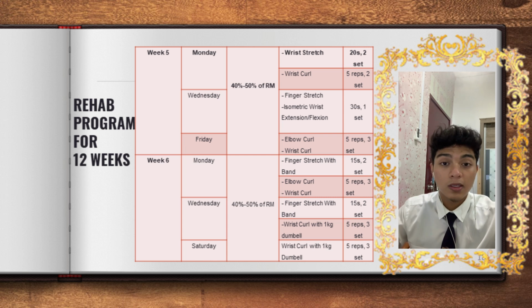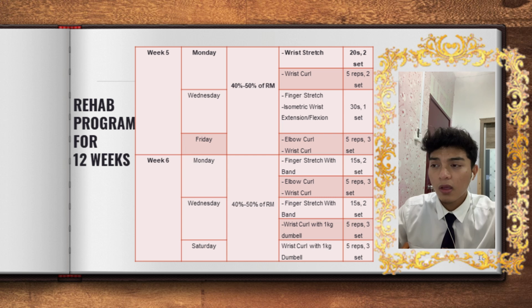Also, we have elbow curl and wrist curl and do 5 reps for 3 sets. Okay, for Wednesday, we have finger stretch with bend. We'll do 50 seconds for 2 sets. And we have a wrist curl with 1 kilo dumbbell. Okay, this also has a variation. We give a little bit of assistance because of progression. So wrist curl with 1 kilo dumbbell, do 5 reps for 3 sets.